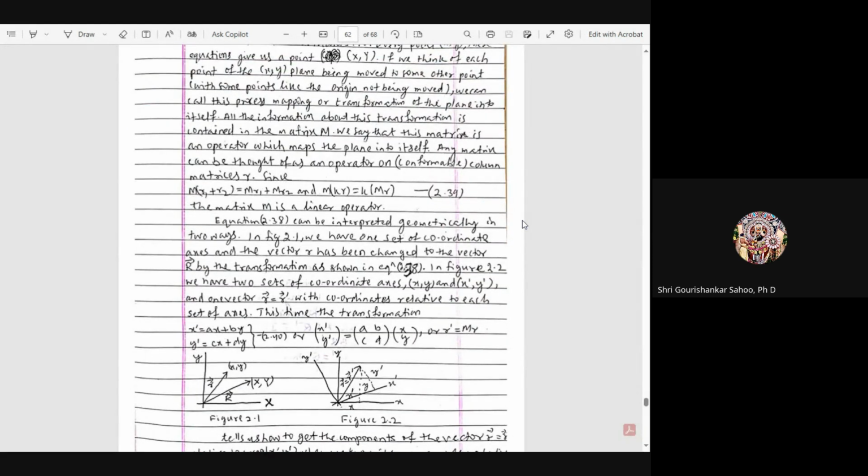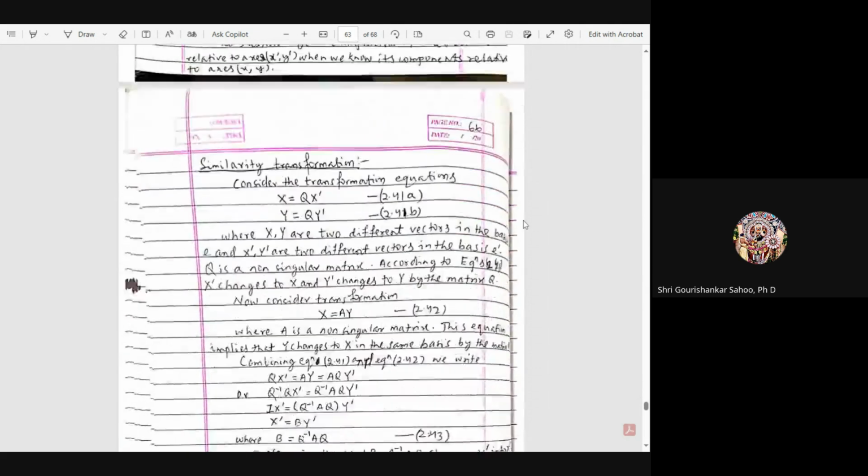Okay, so the matrix M is a linear operator, and we have one set of coordinate axes, and the vector R has been changed to the vector R dash by the transformation as shown here. So we have two sets of coordinate axes x comma y and x dash y dash, and one vector R is equal to R dash vector with coordinates relative to each set of axes. This time the transformation as shown in the figure tells us how to get components of the vector relative to the axes x dash y dash when we know its components relative to axes x comma y.